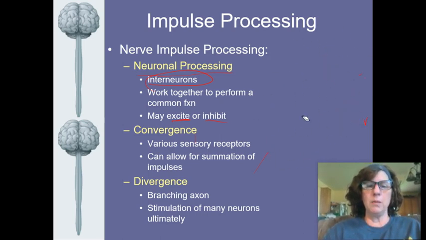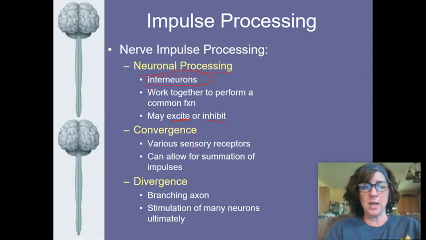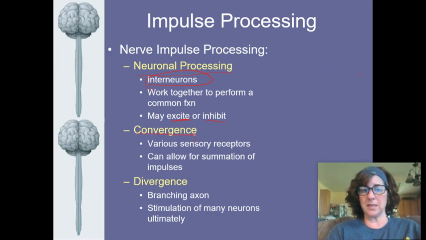Okay. Now, we also have these two other terms, convergence versus divergence. I'm not going to draw you a picture because it's on the next page anyway. But convergence means to come together. Divergence or diverge means to go apart. So basically, converge, come to one central area. Diverge, send it out. So this would be various sensory receptors coming into one place so that you can think about it and deal with it, right? And you may allow for summation in here.